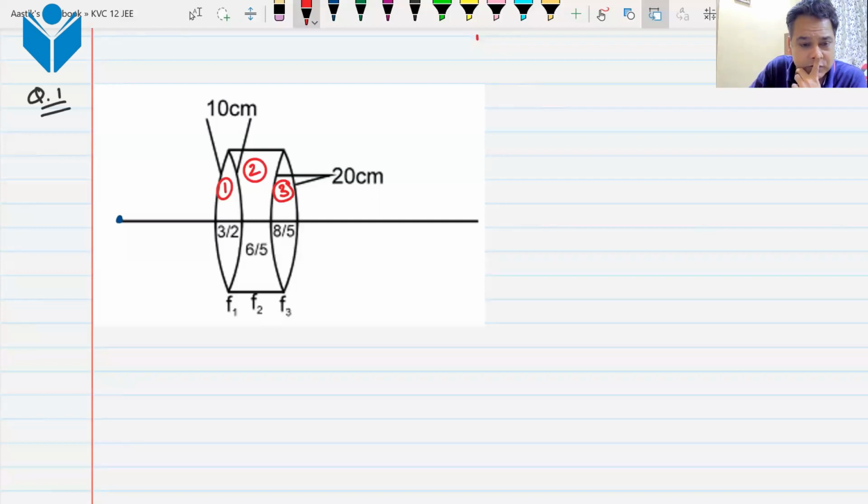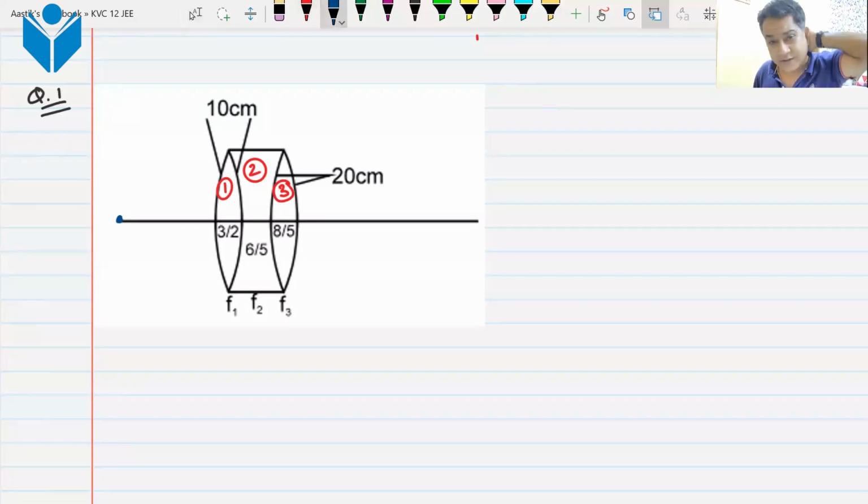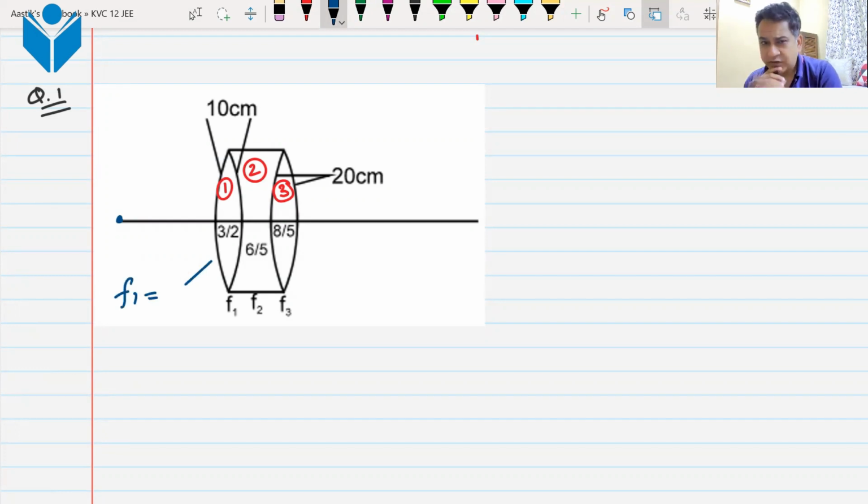What I'm going to do is just simple things. Let us first find the focal length F1. I'm going to use what I know from one of the questions that I had done. What is the value of F1? I can straight away write the value of F1. How much? I don't have to calculate it. I know it. How do I know it?